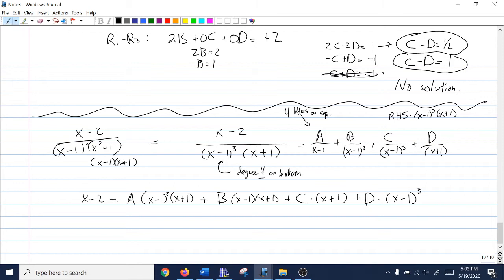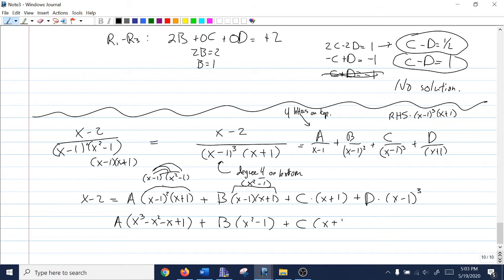I want to FOIL these polynomials out enough. This one, it might be easier to do if I notice that this is x minus 1 times... Well, let's do the b one first. x minus 1 times x plus 1, this is a difference of squares. You get x squared minus 1. This one, because x minus 1 times x plus 1 is a difference of squares, if I do those together first, it's not too bad to FOIL these two together now. So I'm left with a times x cubed minus x squared minus x plus 1. I get b times x squared minus 1. I get c times x plus 1, which was ready to go.